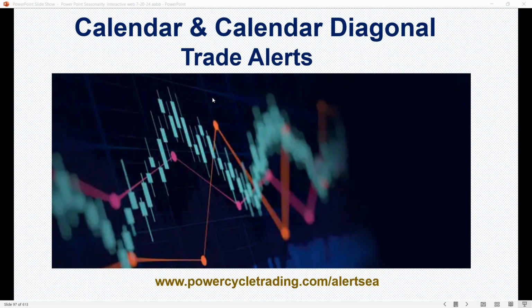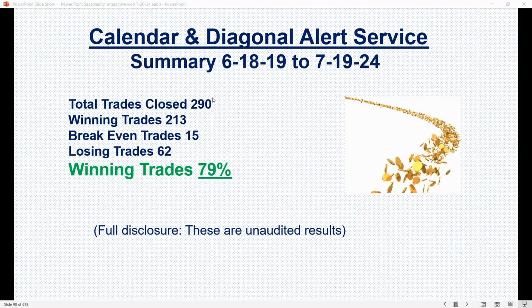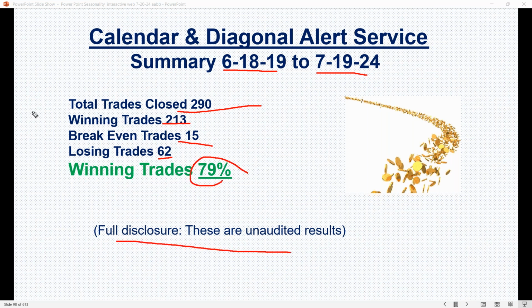And then here, a couple of calendars. Here's just one to show you. We do a lot of calendars of all the different trades. We do the most of calendar diagonals. So started this back in June of 2019. Had 290 trades closed out, 213 winners, 15 break even, 62 losers. Run about 79% win rate, unaudited.